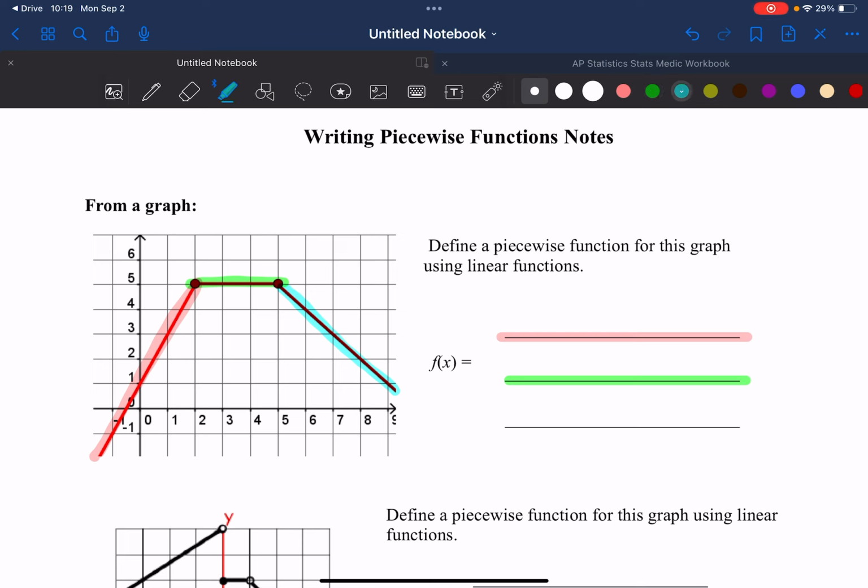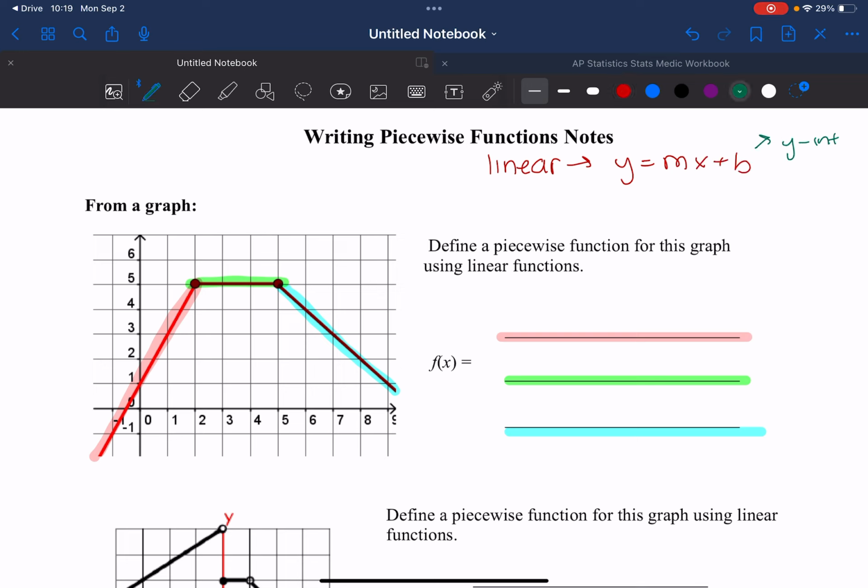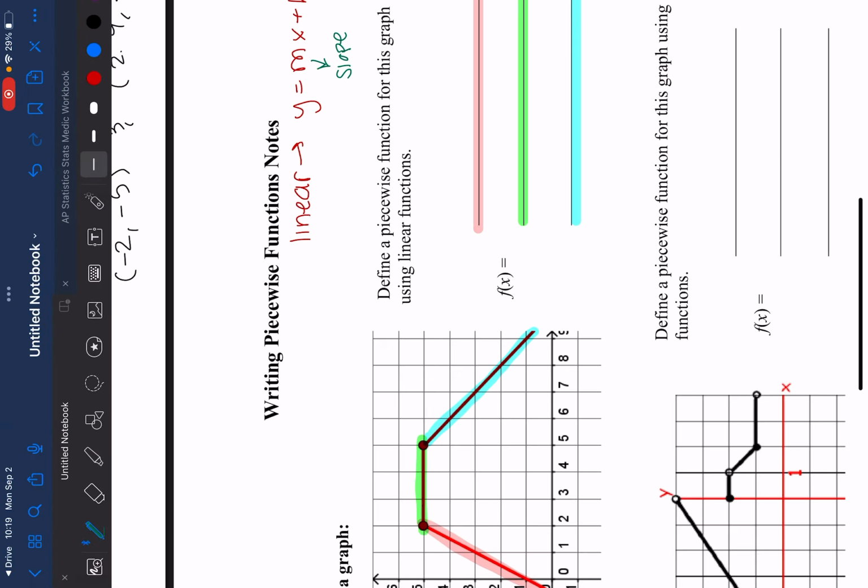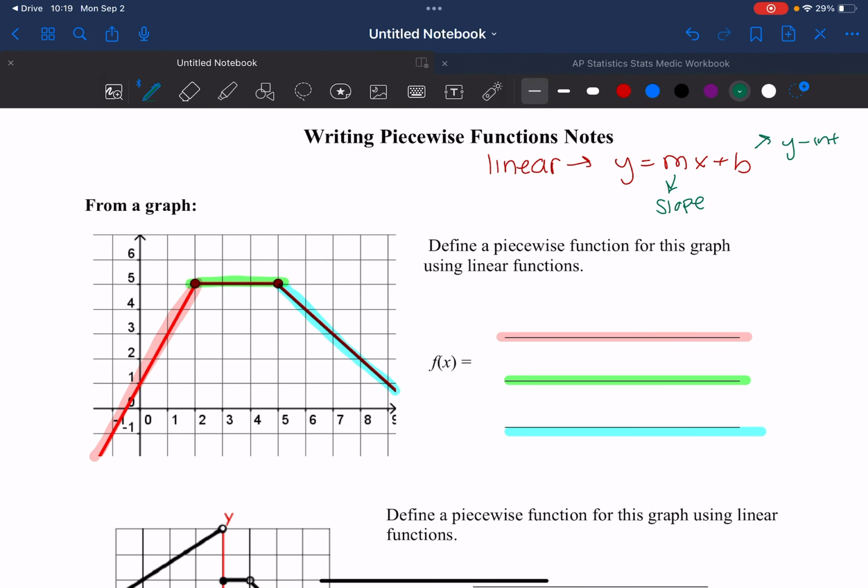Okay, and I'm going to color code them so you can see on the notes. Okay, so since I said that first function is linear, we have to remember that a linear function is y equals mx plus b, where b is the y-intercept and m is the slope. Okay, so if we are going to find the expression for this line, we first need to find the slope and then find the y-intercept.